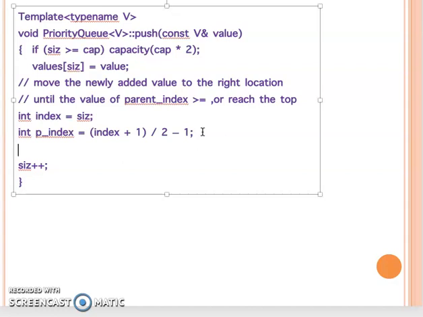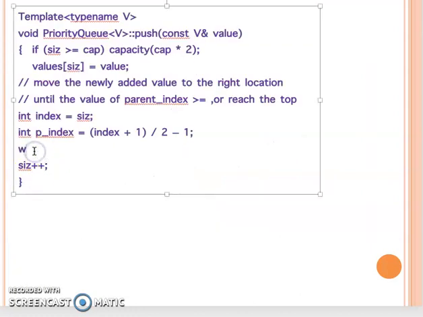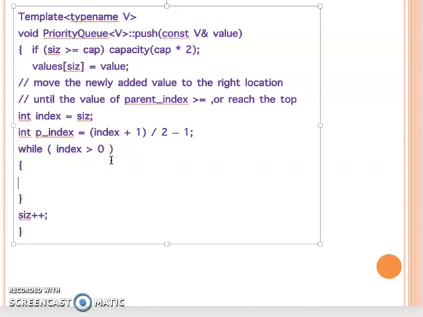So after we calculate the parent index, what then? You see we need to continue to promote our value until they reach the top. That's why here we have the while loop condition: while the index is greater than 0. That means we didn't reach the top, right? So if we didn't reach the top, we just need to continue to do the comparison. We continue to check the value. What value do we check?